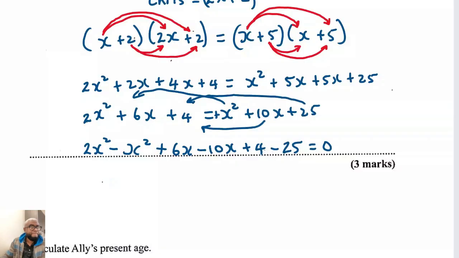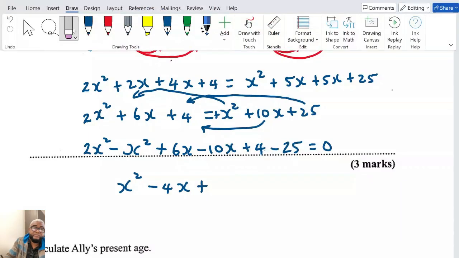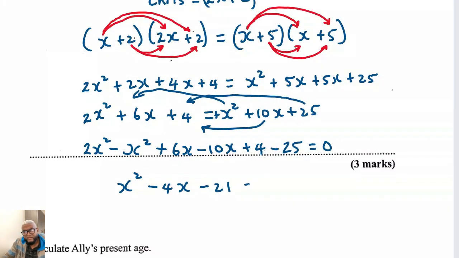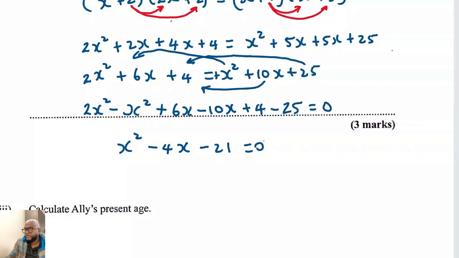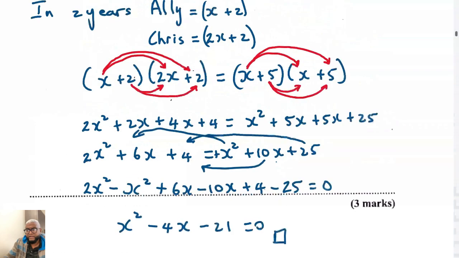Can we simplify? 2x squared minus 1x squared will be how much x squared? 1x squared. Then 6x minus 10x is negative 4x, excellent. 4 minus 25 is minus, yes, not plus, minus 21. All right? And that's what they're looking for. 3 marks in the bag. Look at it. 3 marks in the bag.